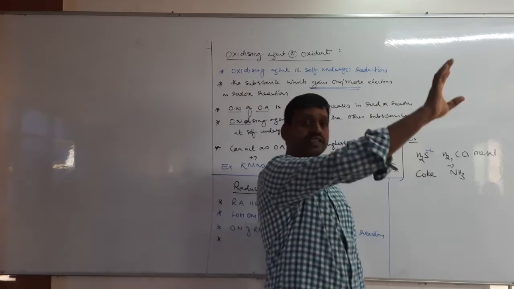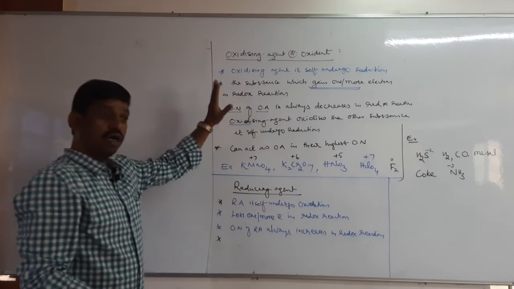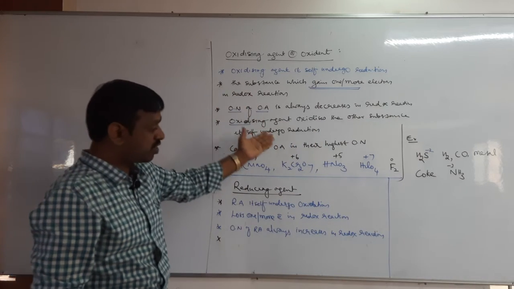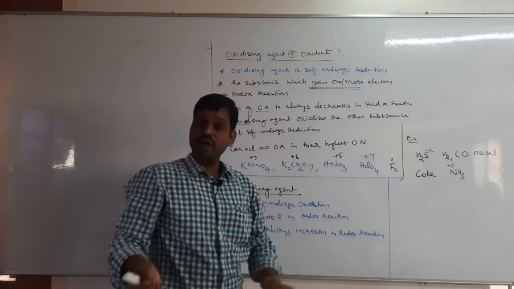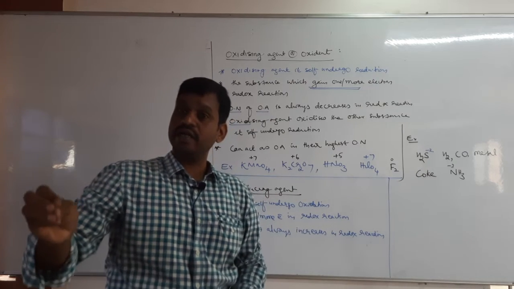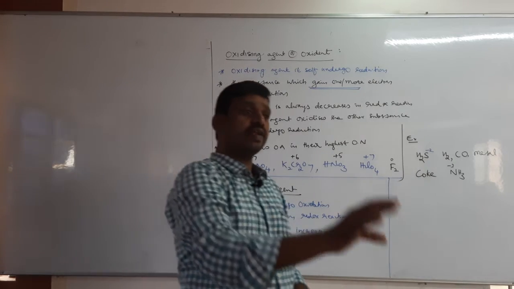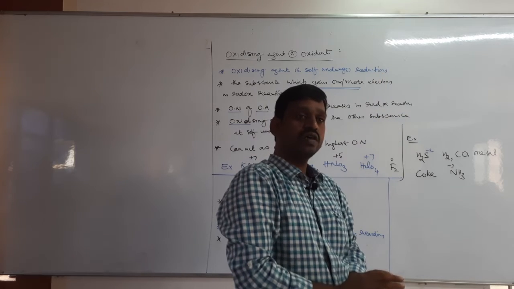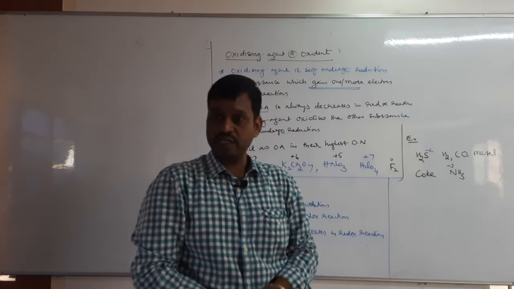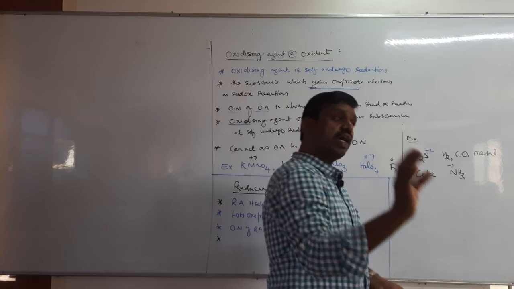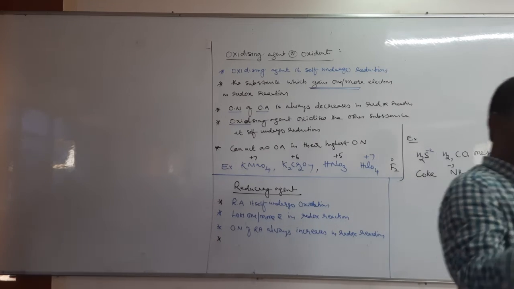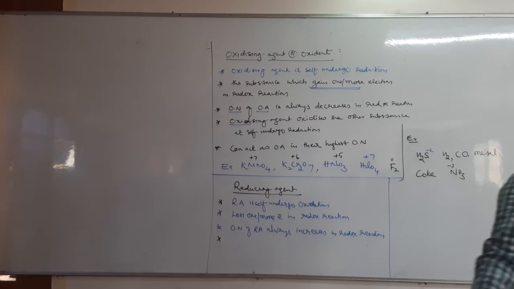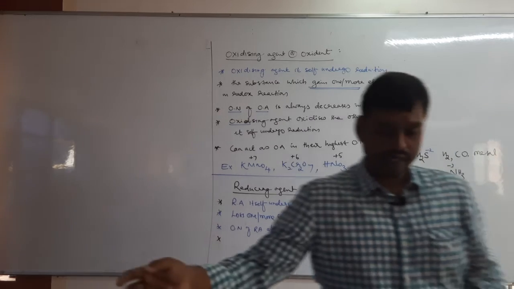If it is the highest, it is an oxidizing agent. If the lowest, it is a reducing agent. If the oxidation number of any element in a compound is intermediate, it can act as both oxidizing and reducing agent. That means some substances can act as both oxidizing as well as reducing agents in their intermediate oxidation states. Okay, write one note.